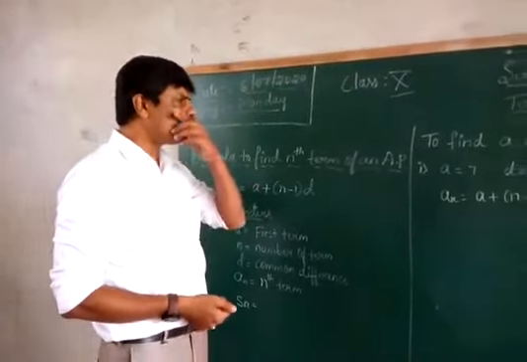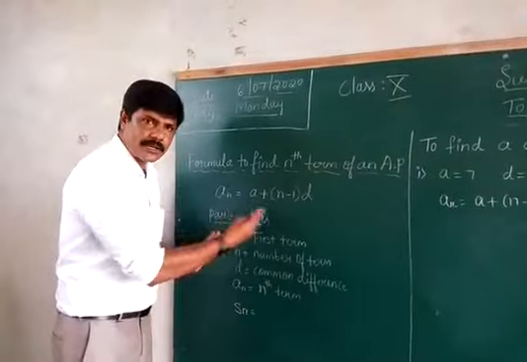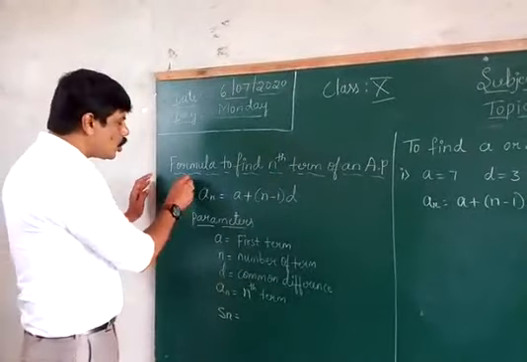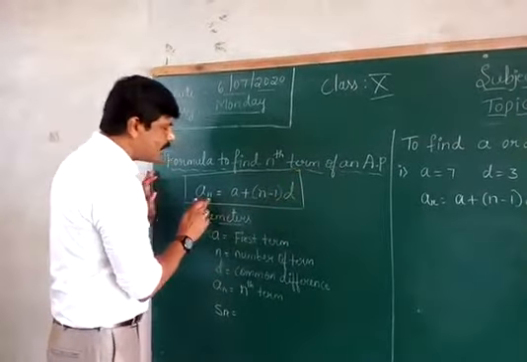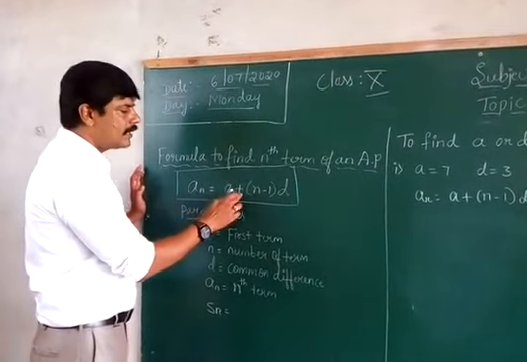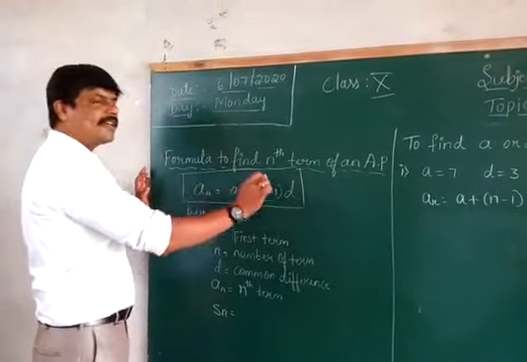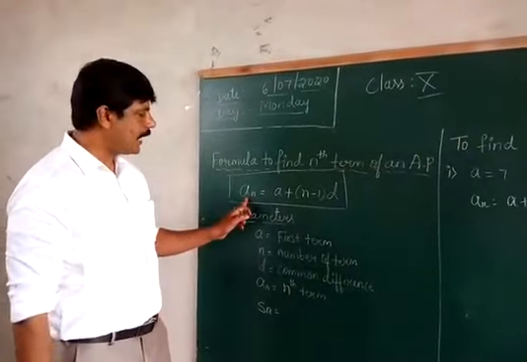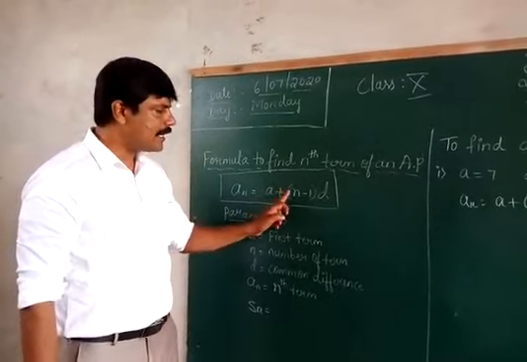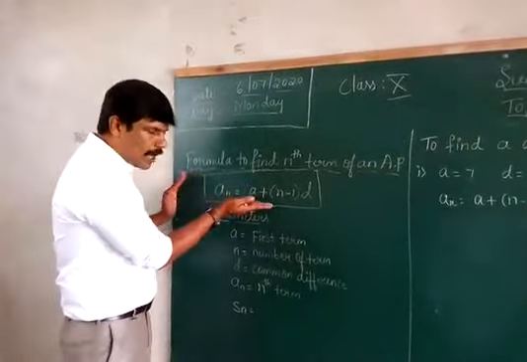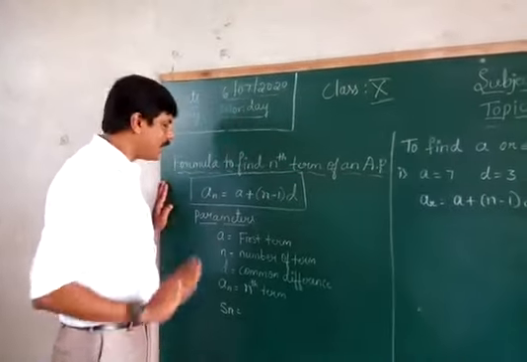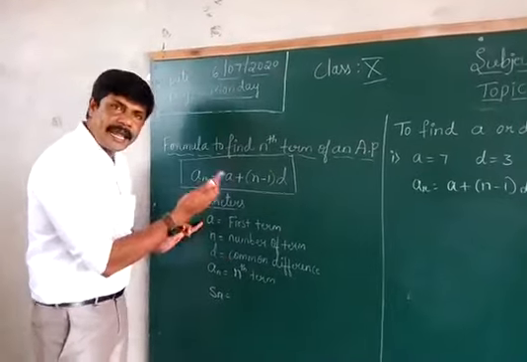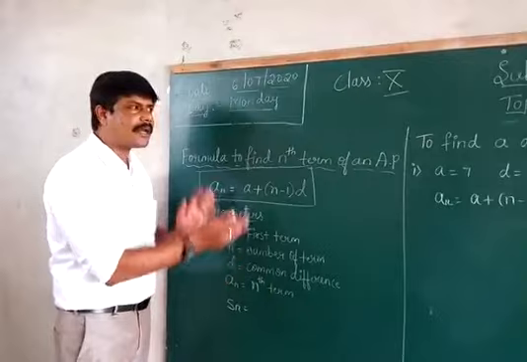Now, to find these parameters, either A or N or D or An, we should know the formula, that is: An equals A plus N minus 1 into D. This is the formula to find the nth term of an AP. An equals A plus N minus 1 into D. This is the formula to find the nth term of an AP. With this formula, we are now going to find either A or N or D or An.